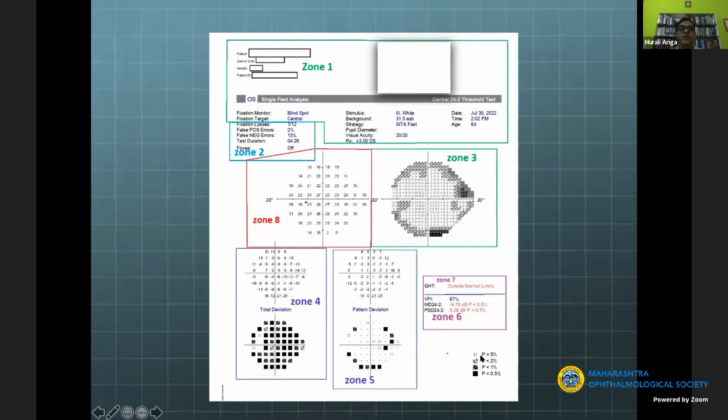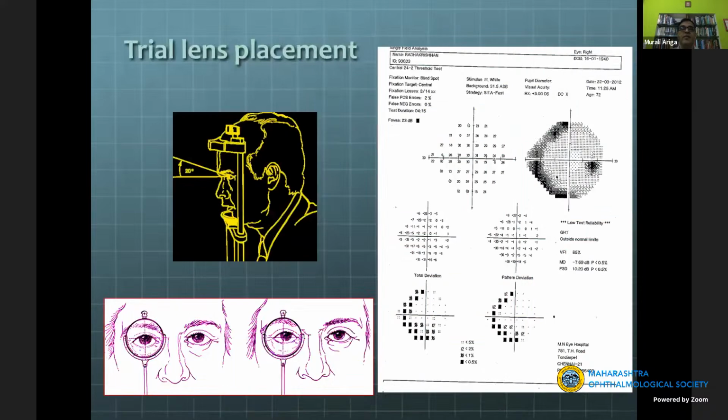So you do this zone-wise interpretation, which has been famously taught by Ravi Thomas, and thereafter in many other publications and talks, that you need to look at it systematically, look at patient data, look at all the available parameters, which is the reliability, zone 3, zone 4, and all that. I'm not going to go into the details, but it's available in many publications as to how we should systematically interpret the visual field. The trial lens has to be placed properly, with the patient positioned well.